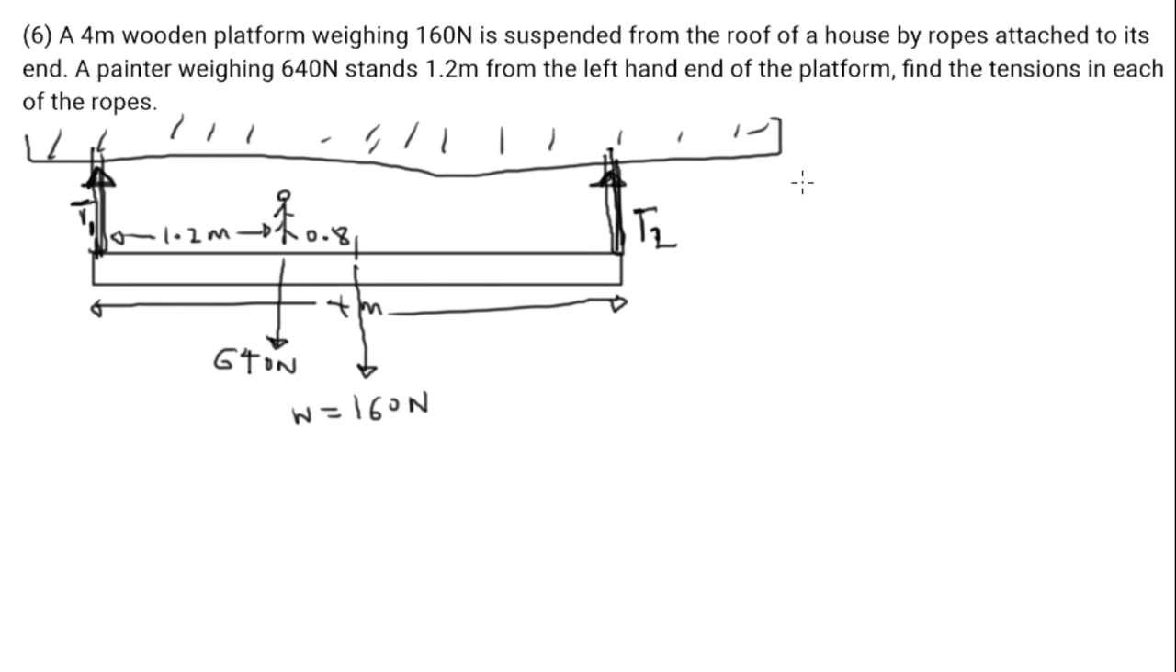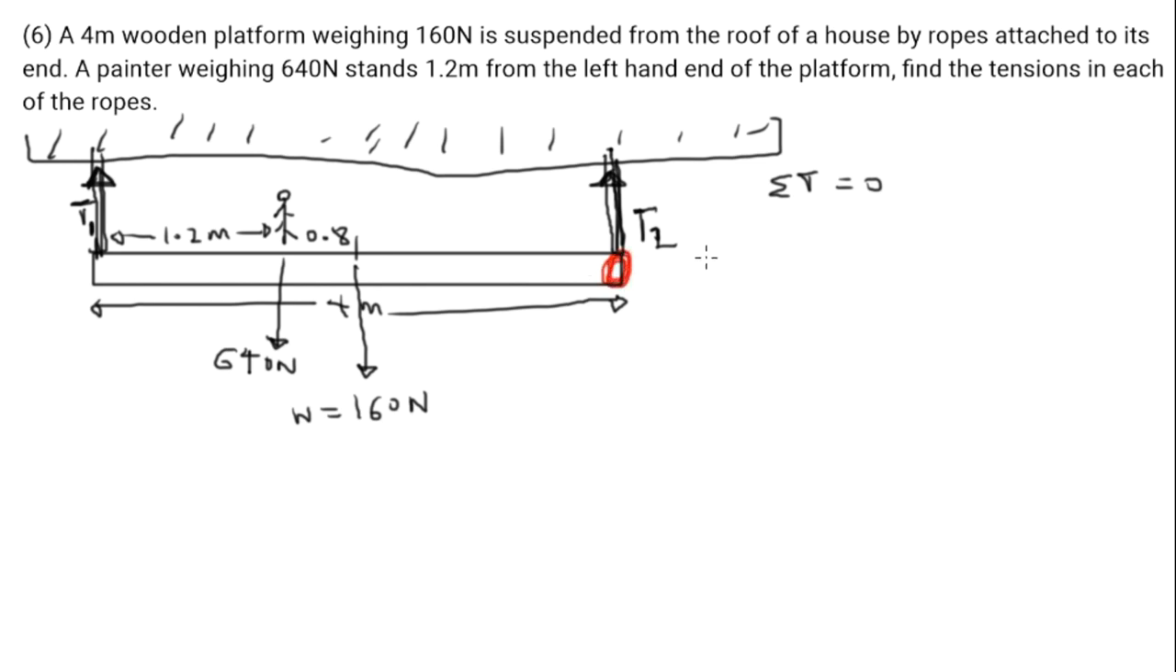Okay, let's find the sum of the torque. First, let's find the axis of rotation. In order to say that the sum of the torque is equal to zero, we should have an axis of rotation. Since it is not specified, we can choose any of the points as the axis of rotation. Let's say this point is our axis of rotation.